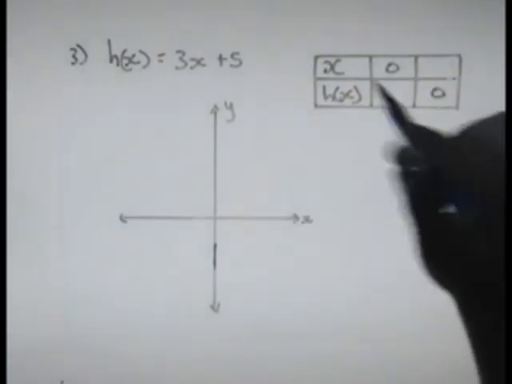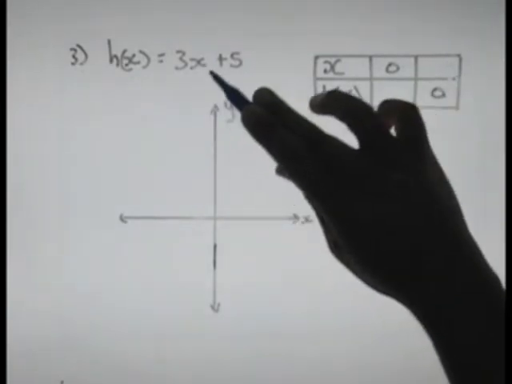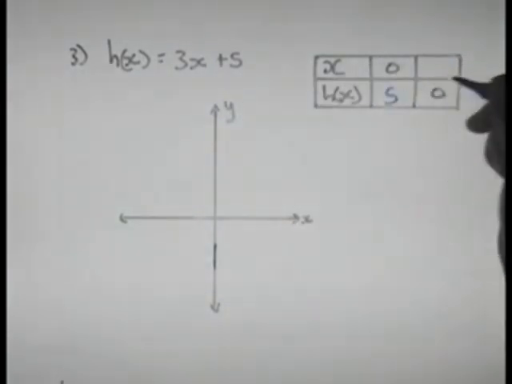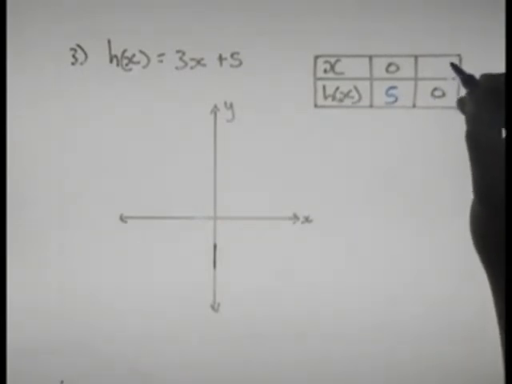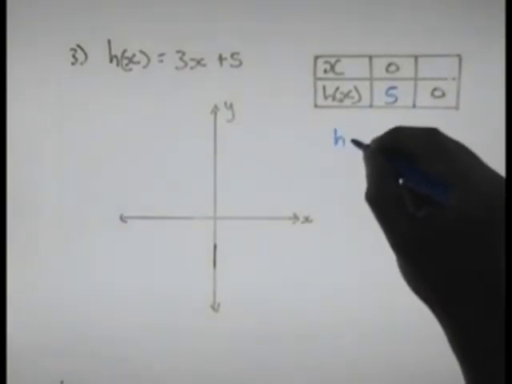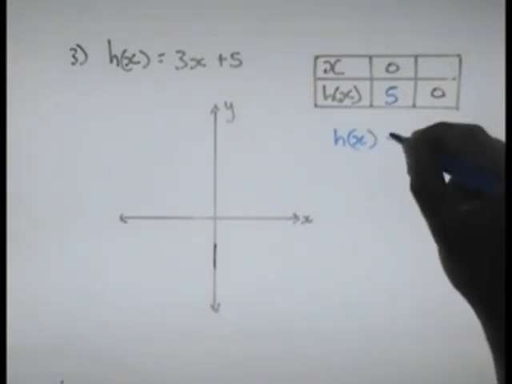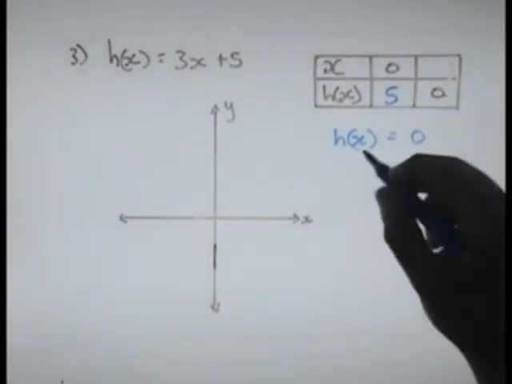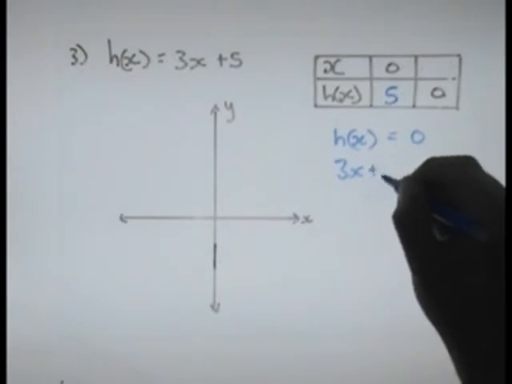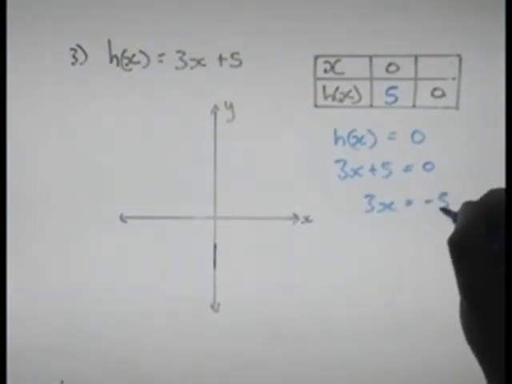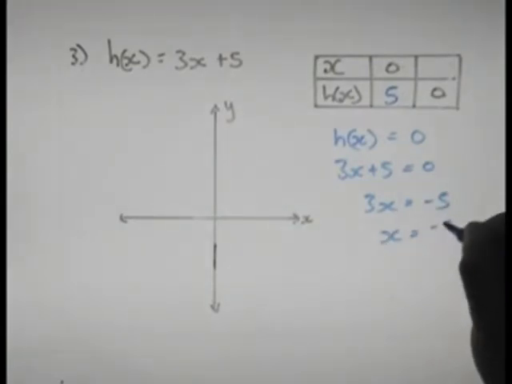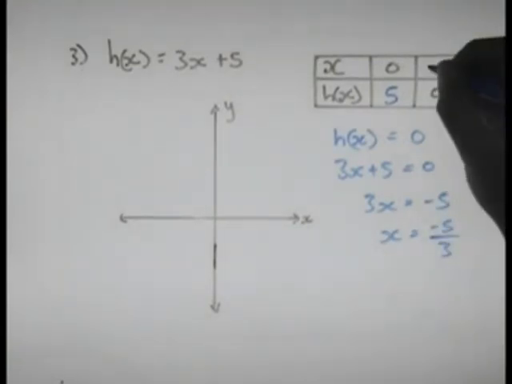When x is equal to 0, that becomes 3 times 0 is 0 plus 5, which is positive 5. When h of x is equal to 0, to get my corresponding x value, I'm going to say h of x is equal to 0. That means that 3x plus 5 is equal to 0. 3x is equal to negative 5. x is equal to negative 5 over 3.